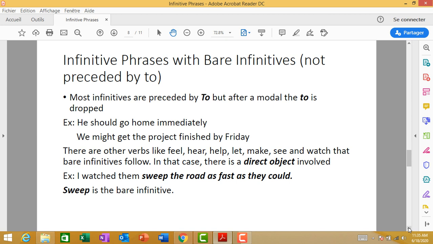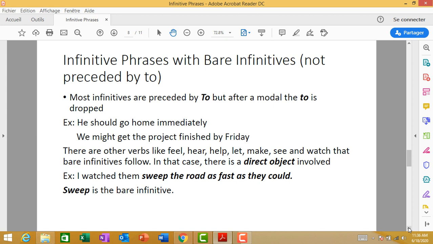There are other verbs, like the verb to feel, hear, help, let, make, see, and watch. When you have these verbs, you also have to use the bare infinitive. The bare infinitive will follow these verbs. Let's look at some examples. But in these cases, you will have to involve a direct object.